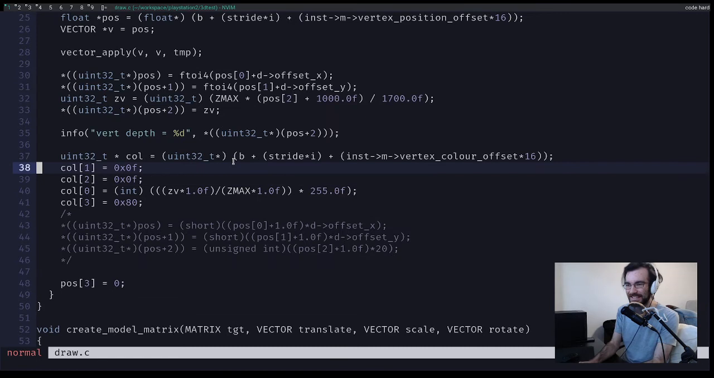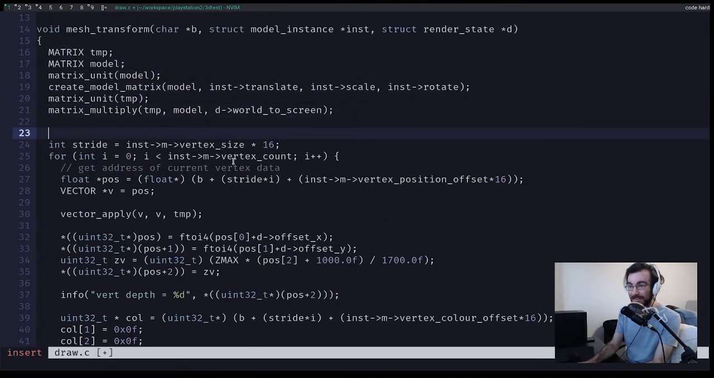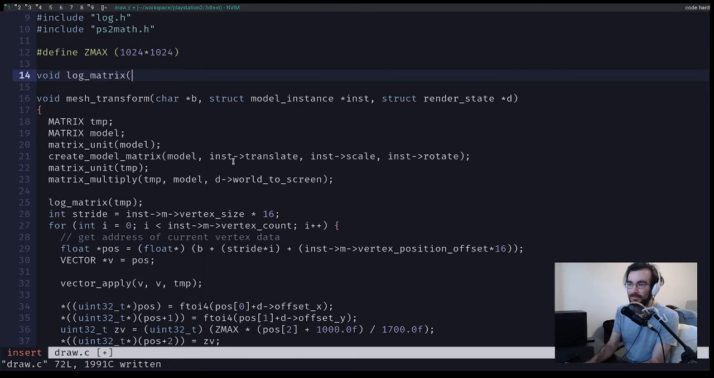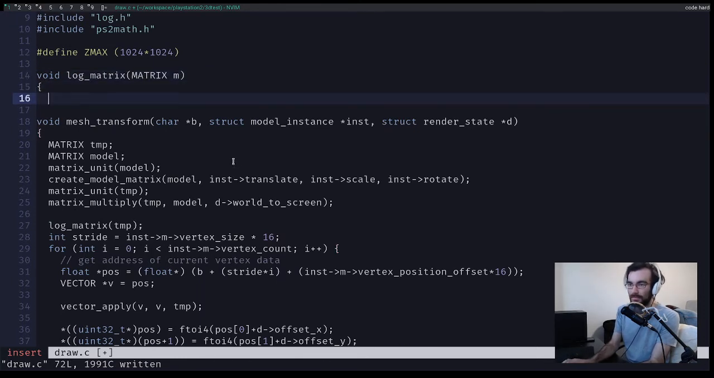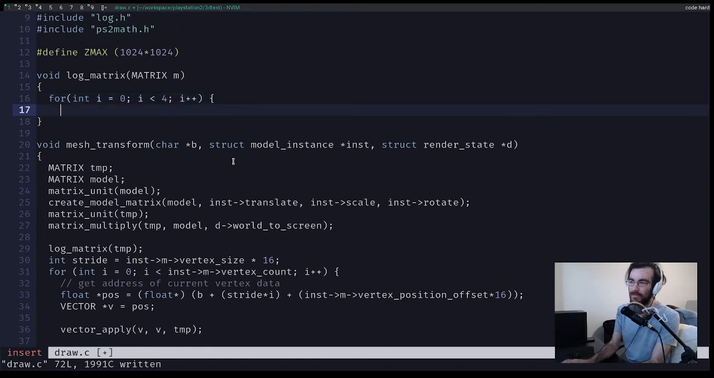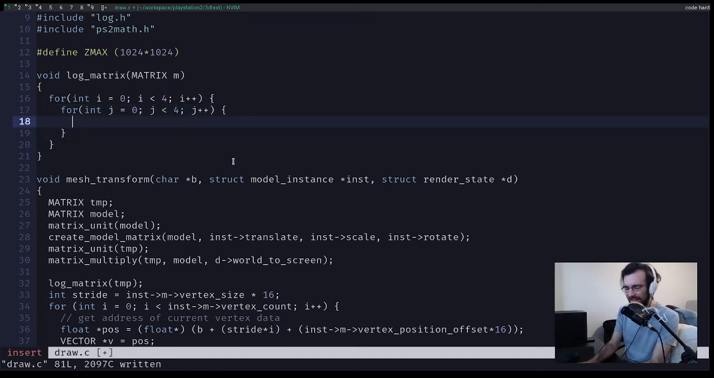Okay, hold on. Let's focus up here. Let's go into draw and log what this matrix looks like. I'll just write a function to do this real quick. Matrix M, I less than 4. I'm just gonna hard code this to 40 matrices. That's fine.